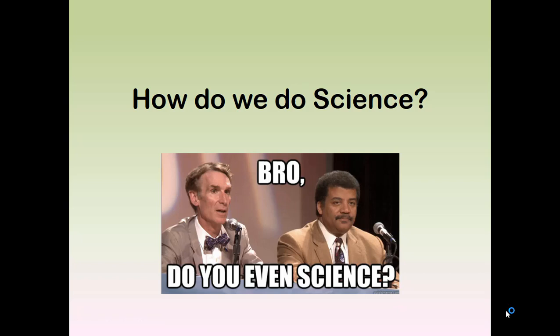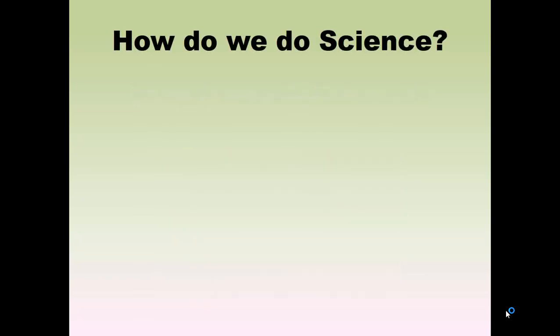Today we're going to continue our discussion of the nature of science to explore how we do science. So let's get started. As we talk about how we do science, one of the major ways that we do science is descriptive science. So we're describing the world around us. And this is oftentimes the type of science that students forget about.